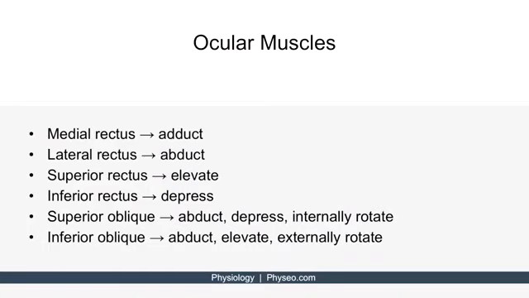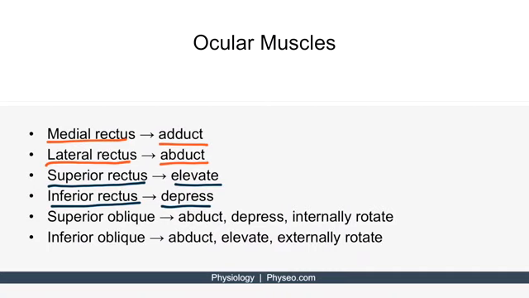So now let's briefly talk about the ocular muscles. The medial rectus muscle will adduct the eye, and the lateral rectus muscle will do just the opposite. It'll abduct the eye. The superior rectus muscle will elevate the eye, and the inferior rectus muscle will depress the eye. And that's all pretty straightforward.